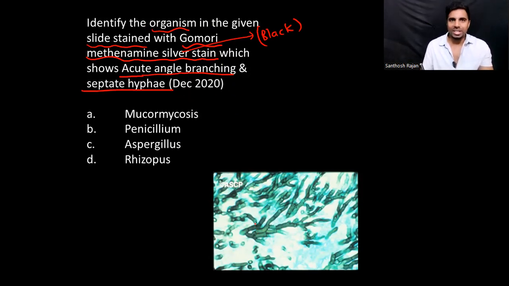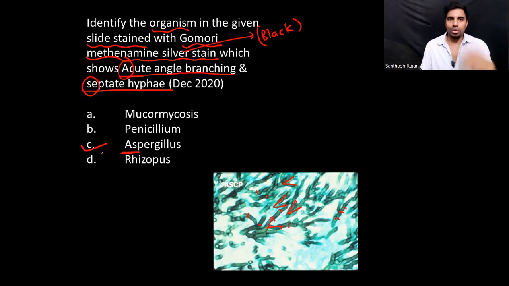Sometimes they might give a picture, sometimes they may not give a picture. But please remember, the clue is here. Acute, A. S for septate. A S. Acute means it's like this. See, acute angle, 45 degrees, not 90. They go everywhere. You see acute. Then there are septa. If you see clearly inside, there are septa between each hypha. These are septa. So how to remember? A S stands for Aspergillus. A S for Aspergillus. That's the answer. Very simple.